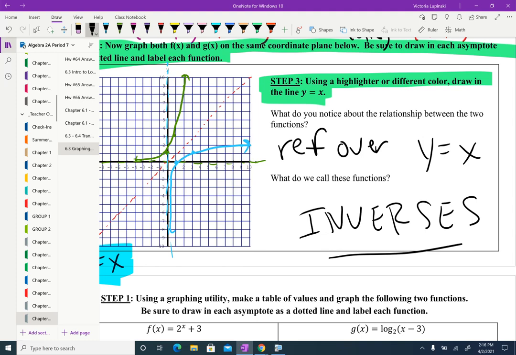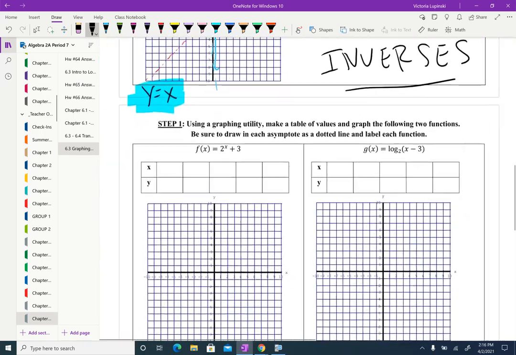So I know I told you I'm going to show you how to put that in the calculator, and I am, but I'm going to save it for the next one. So let's go ahead and take a look at the next pair.